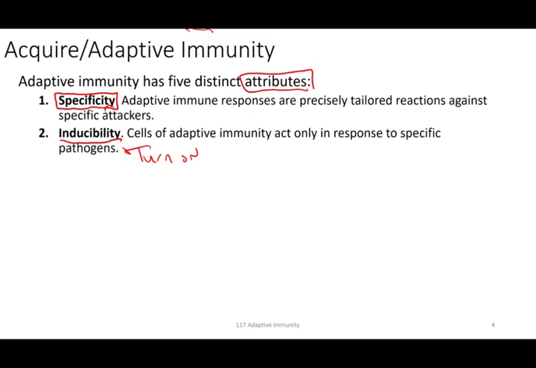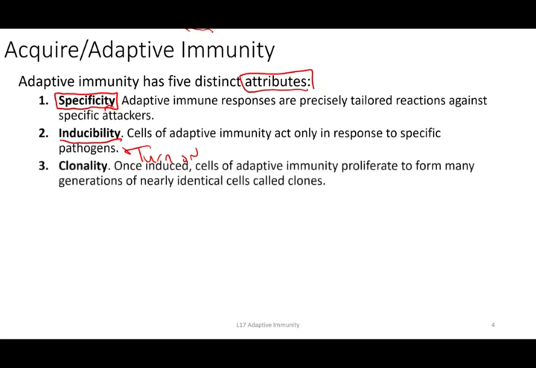How can only a subset or certain cells be induced? So we'll get to that. But then once they are induced, what's going to happen? So there's a process that's called basically making a bunch of copies of themselves. So they're generating identical clones or nearly identical clones.